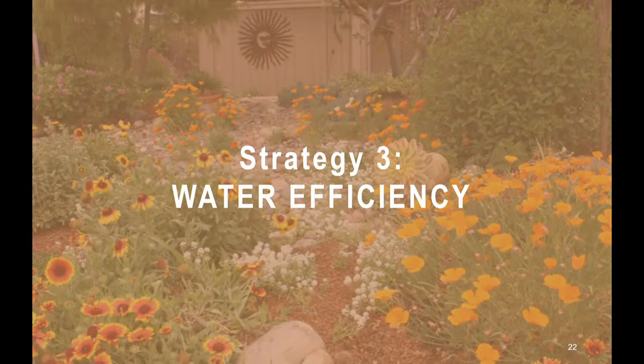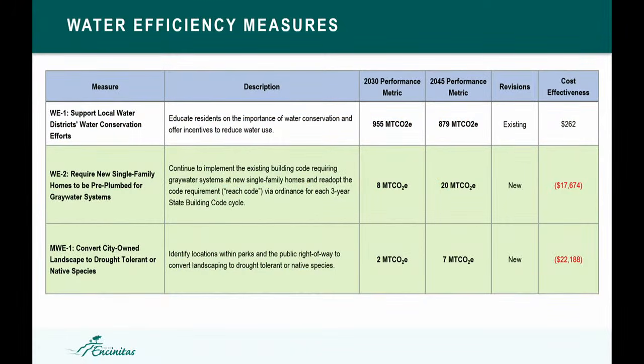Moving on to strategy 3, water efficiency, which seeks to decrease potable water demand in the city. Measure WE1 is an existing measure, and this would support the local water districts' water conservation efforts, many of which are already underway and/or required by state law.